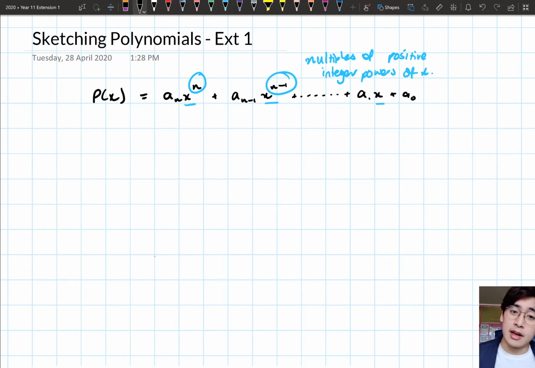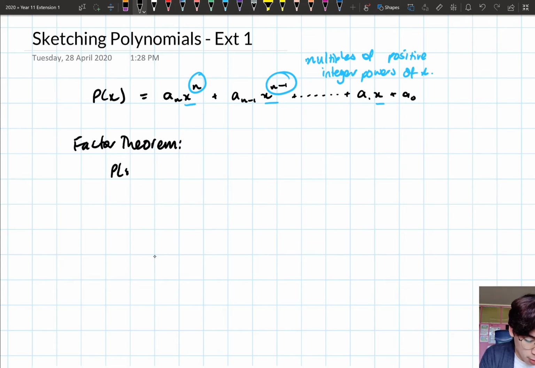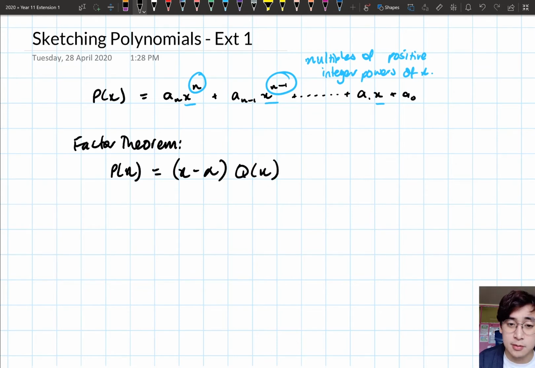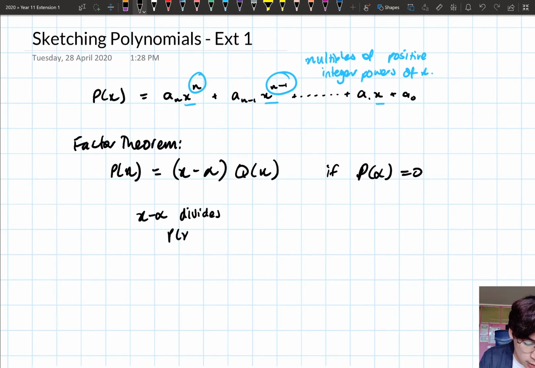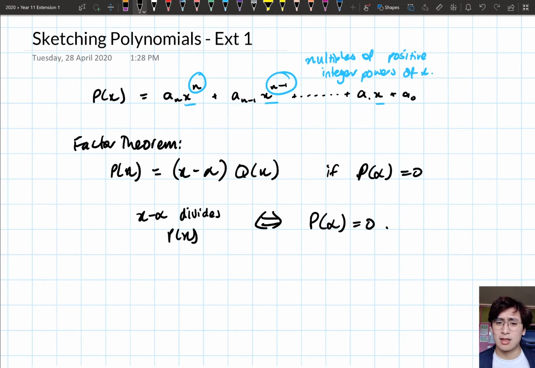Now, in Extension 1, we also looked at factor theorem. And factor theorem told us that we can actually factorize a polynomial. So polynomial p of x can be factorized. We can do it a few times, but we can write it as x minus alpha times q of x if p of alpha is equal to 0. So if we sub a number into a polynomial and it gives us a 0 value, we know that we can factorize out x minus alpha. If you remember, x minus alpha divides p of x if and only if p of alpha is equal to 0. That's what we looked at when we looked at factor theorem.